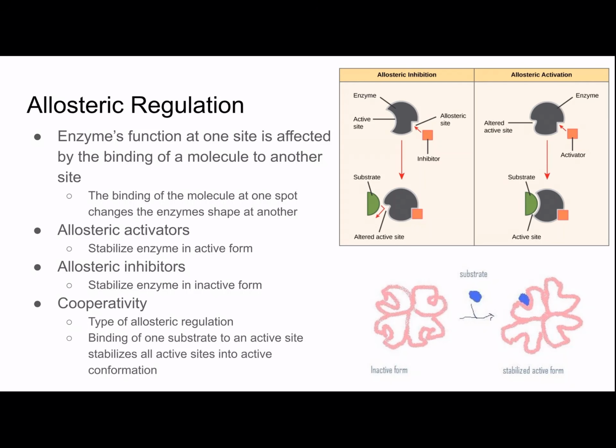Sorry, again, I don't think I'm saying that right. The substrate will bind to one of the active sites, and it'll change all the other active sites on the enzyme to be in the active conformation. And that would be especially important for enzymes that are made of multiple polypeptides, so they'll have several active sites.